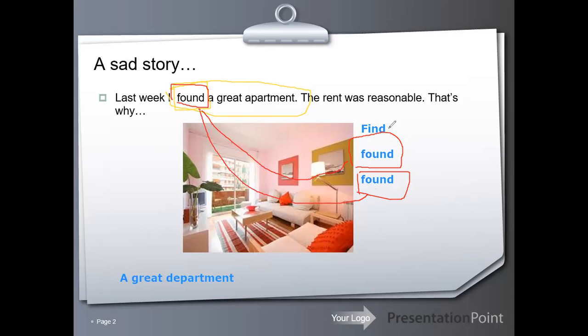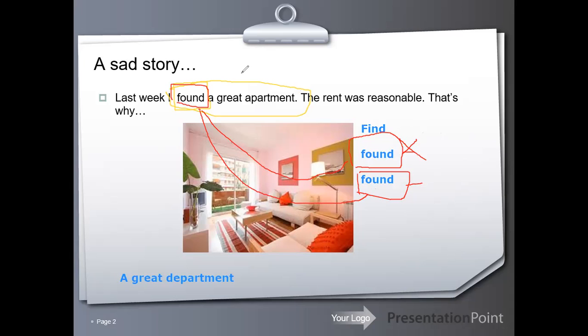Si yo find, encontrar. Si yo found, encontró. Si yo found, es encontrado. So, el segundo, encontró. It's the second one, right? So this one is the one that I'm using. Why? Because I can see that in the sentence we're using simple past. En la oración tenemos pasado simple.